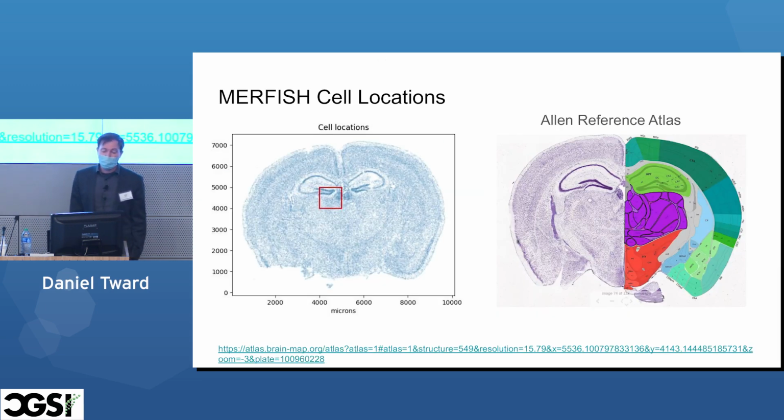So here's an example on the left-hand side of part of a MERFISH dataset. What you see here is just the locations, XY coordinates, of every cell which was detected in a coronal section of a mouse brain. I know most people in this audience aren't particularly familiar with neuroanatomy, so I just wanted to give you a little bit of a walkthrough of what the image you're looking at is, and introduce the idea of a brain atlas.